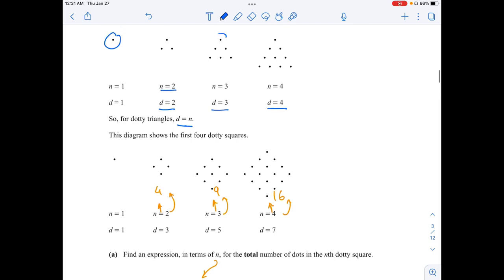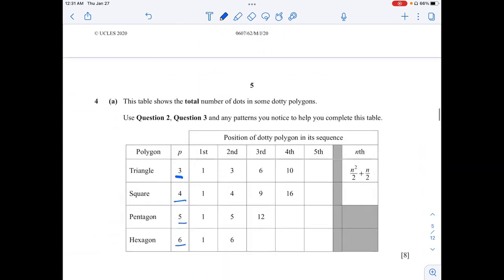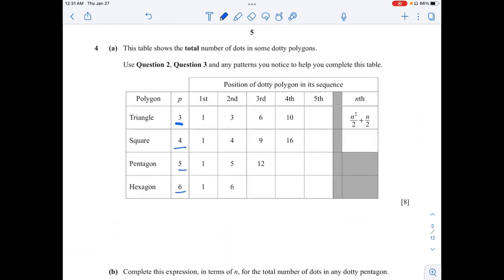In the third dotted triangle, we can see that there are 6 dots. In the fourth dotted triangle, there are how many dots? 10 dots. And in the fifth dotted triangle, we know the formula: it is n square upon 2 plus n upon 2. So it will be 25 upon 2 plus 5 upon 2, 30 upon 2, which is nothing but what? 15.